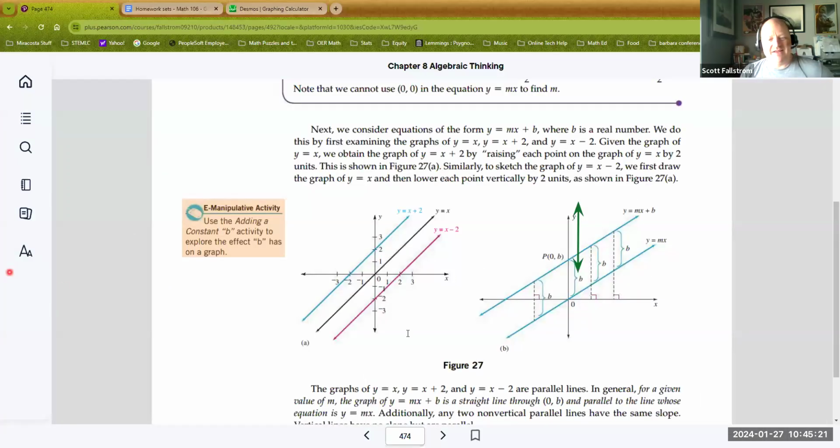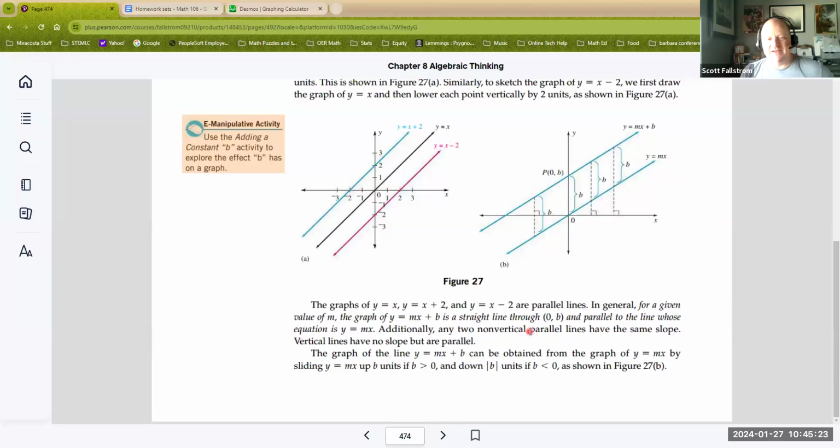Pretty cool stuff. And that's why I like that visual, so you can see. So basically, any two lines that are not vertical are parallel if they have the same slope, because to get from one point to the next, it's exactly the same. You can see that visually here with the pink, the black, and the blue lines. They all have the same slope of 1. The only thing different is a different starting point.